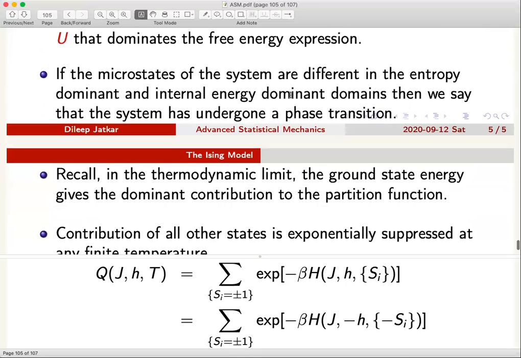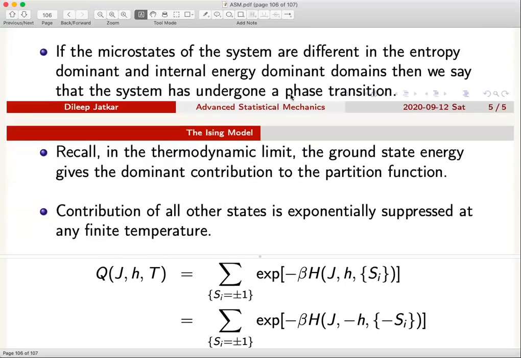Okay. Now, if you recall, when you study statistical systems and try to write down the partition function, of course you may know the spectrum of the system, but when you take the thermodynamic limit of that system to write down the partition function, then what really matters?